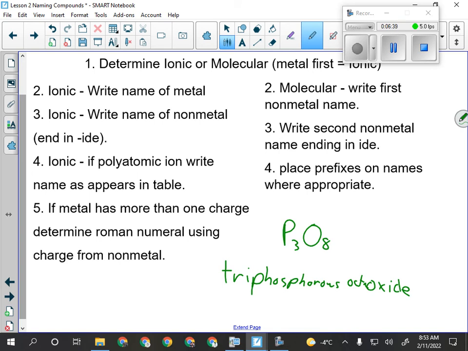Okay. All right. Other things I was seeing as kind of patterns here, and it's just stuff that you're going to have to commit to memory, but I was seeing people use prefixes in ionic compounds. Okay, that's a big no-no. We never use prefixes if there's a metal present. Right, so we have to make sure that we're remembering that rule. It's an important rule.